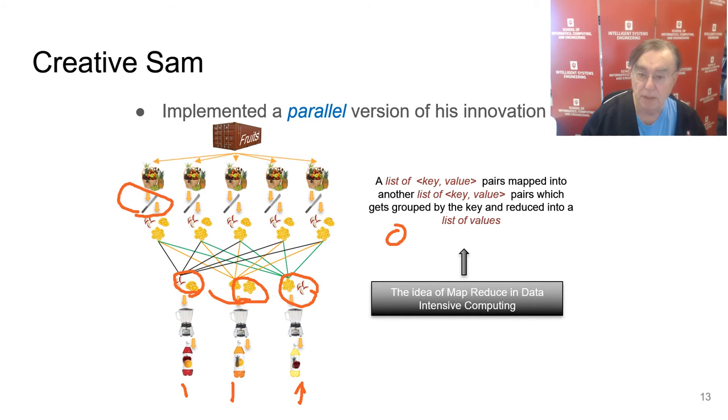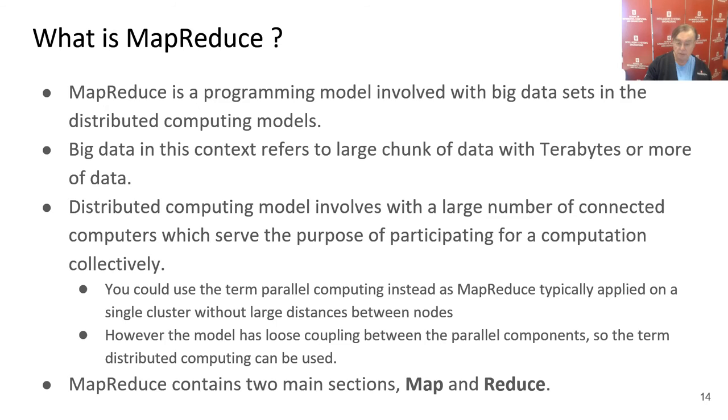So you map a list of key value pairs into another list of key value pairs. You group them by the key, and you reduce them to a list of values. This is the key concept in MapReduce.